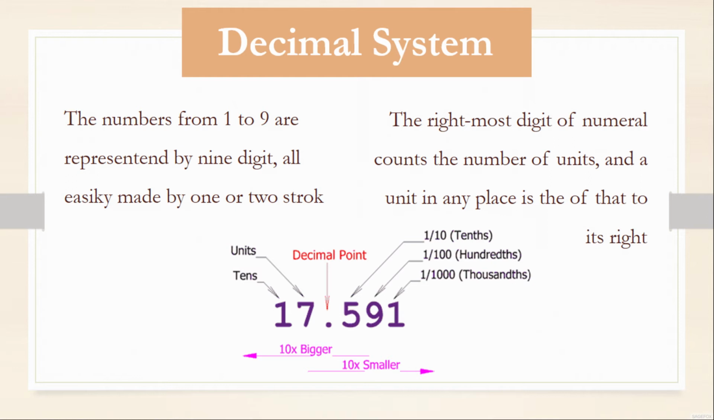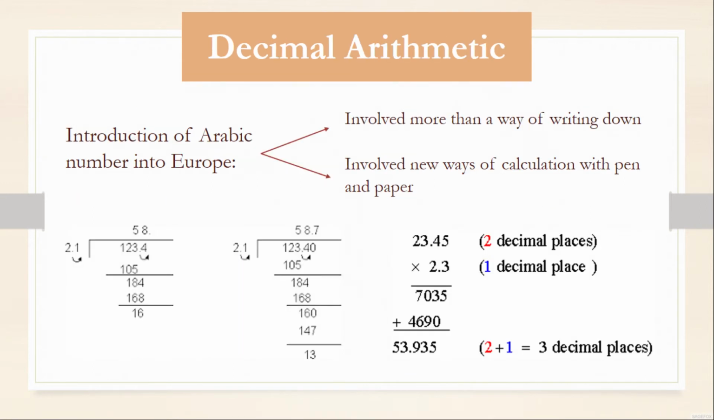The rightmost digit of a numeral counts the number of units, and a unit in any place is worth ten of the units in the place to its right. Next, decimal arithmetic. Decimal arithmetic introduced Arabic numbers into Europe. It has two parts. It involved more than a way of writing down numbers; it involved a new way of calculation with pen and paper.